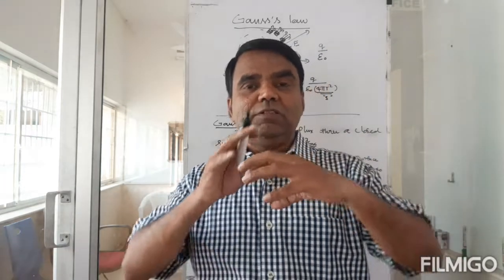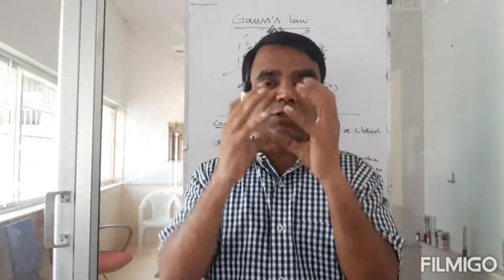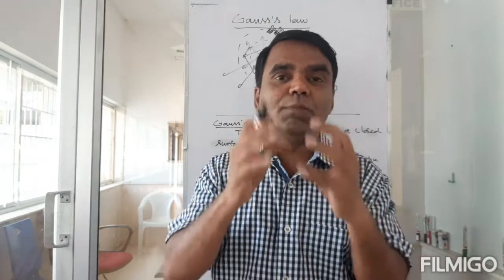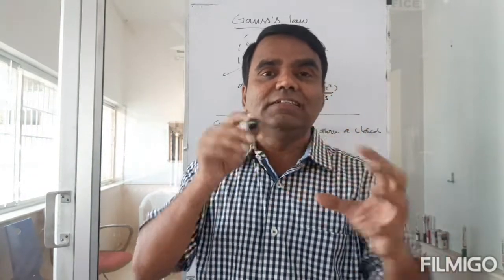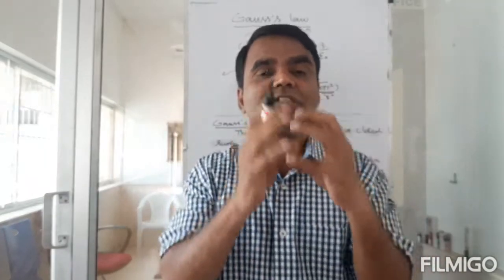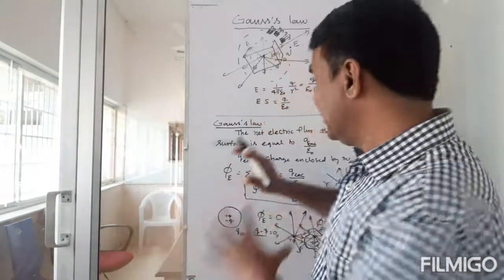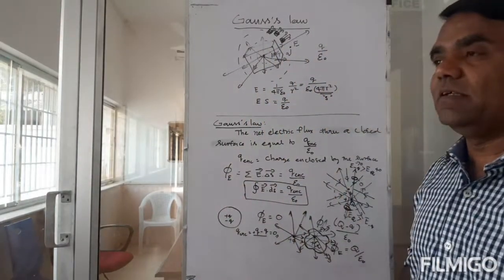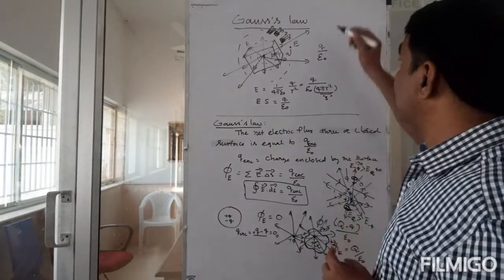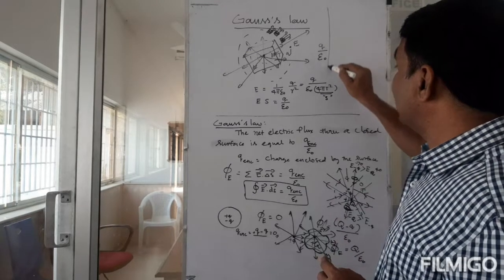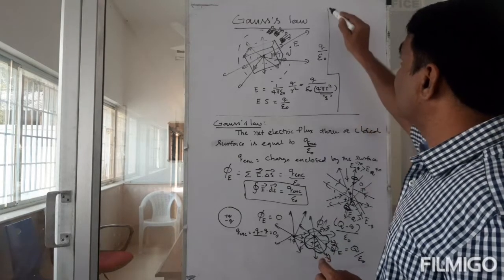So the flux through a closed surface is going to come only from the charges inside. The net flux through the surface can come only from the charges kept inside that surface. So that's the idea. Okay? If you understand this idea, then there is one more thing that I need to talk about.